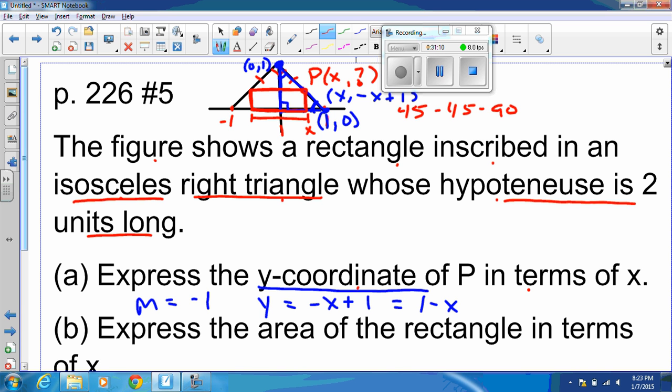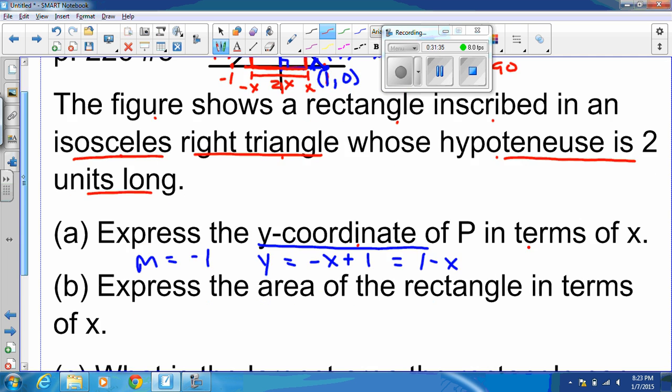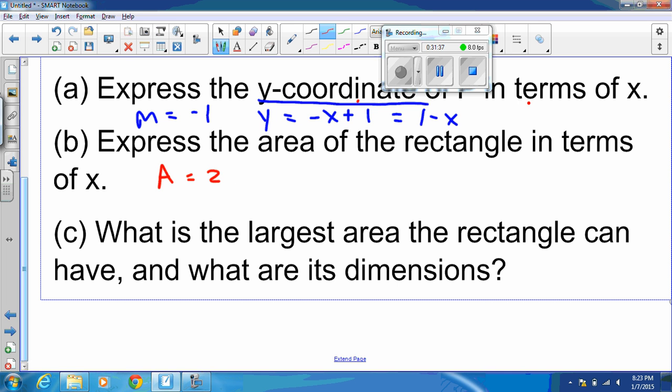I can see that the width right here stretches from here to here. This coordinate is x. Therefore, this coordinate on this side has to be the opposite of x because the whole thing is symmetric. And that means that the length of this entire thing is 2x. Meanwhile, the height is the y-coordinate, which is 1 minus x. And now I'm ready to go. The area is length times width, which is equal to 2x times 1 minus x.